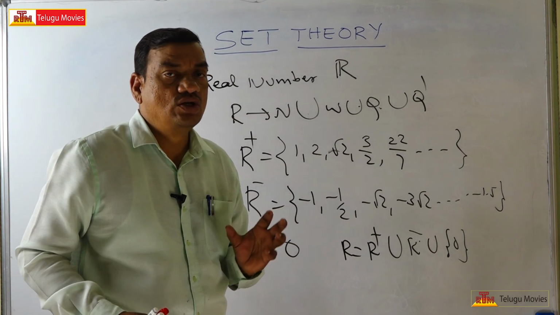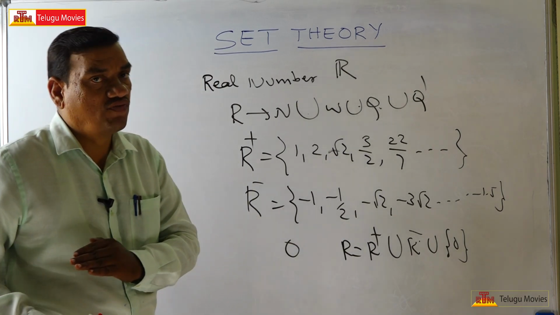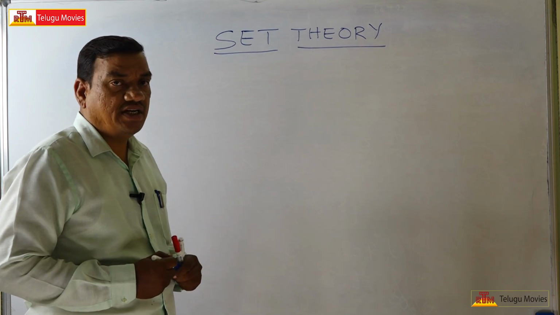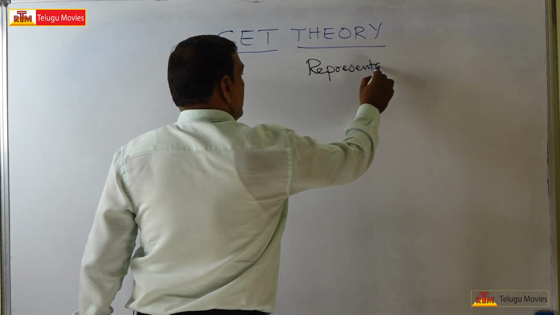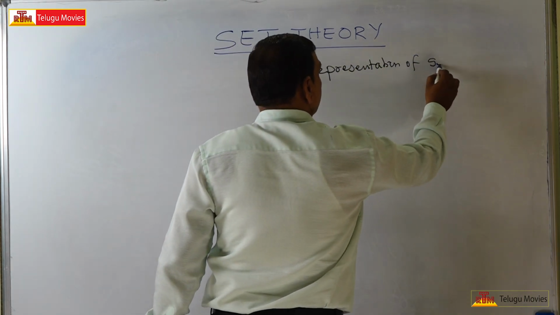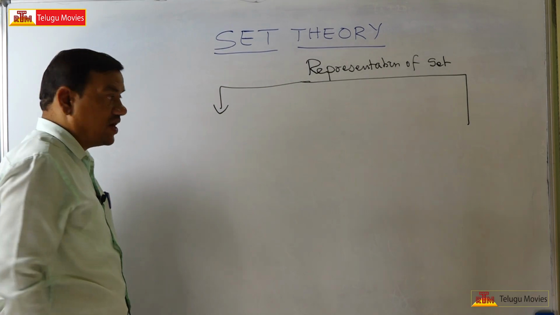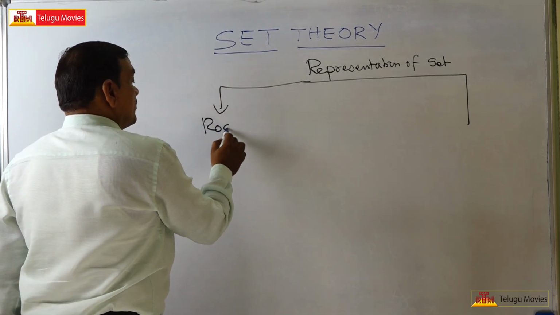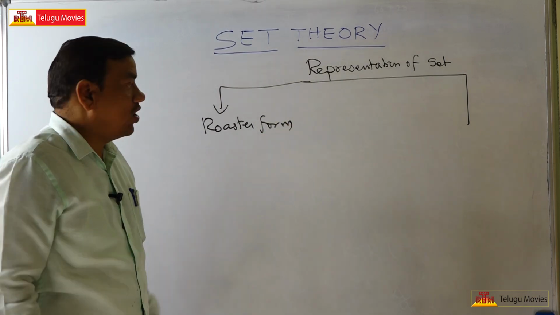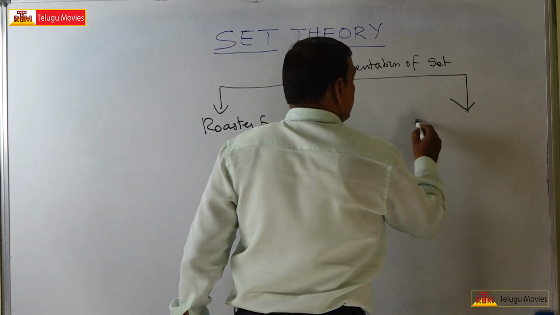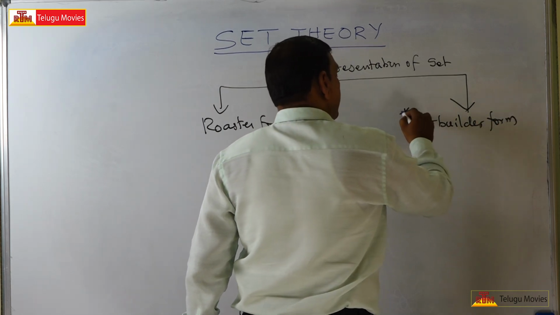How to represent a set. We represent a set in two forms. One is the roster form and the other is the set builder form. Let us see that. Representation of a set. Here a set can be represented in two forms. One is roster form, which is also known as list form or tabular form. The second one is set builder form. This is very important, set builder form.